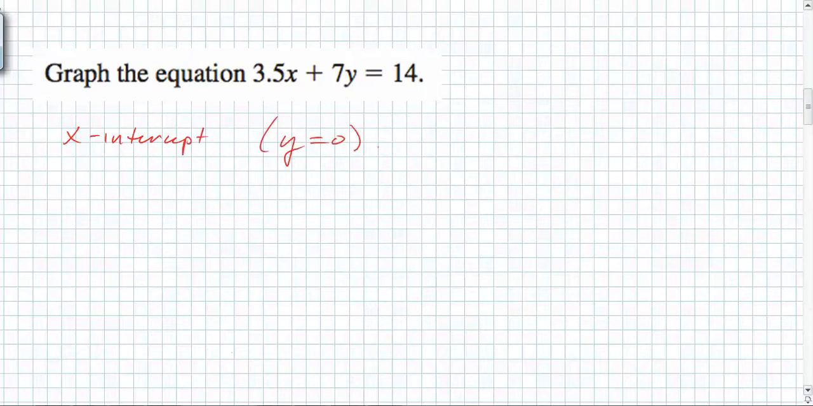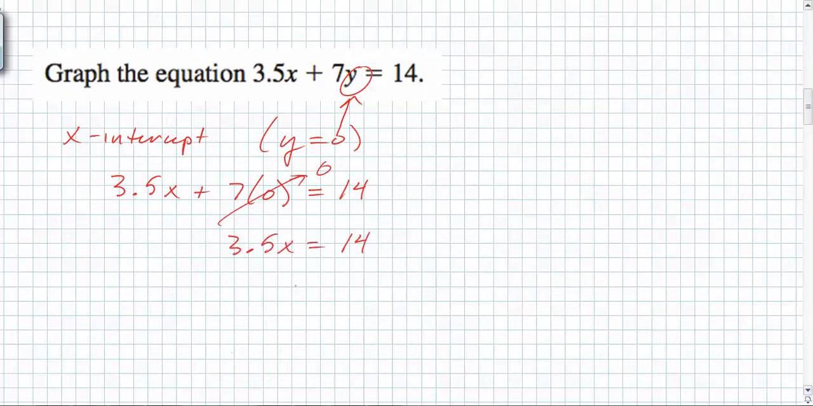So if we go after the x-intercept, keep in mind this is when y is equal to 0. So what we do is we plug y equal to 0 into this equation. Now we have 3.5x plus 7 times 0 equals 14. All we've done is plug y equal to 0 in for y. Well, 7 times 0 is 0, so we're left with 3.5x is equal to 14. We need to isolate x, so x is going to be equal to 14 over 3.5.